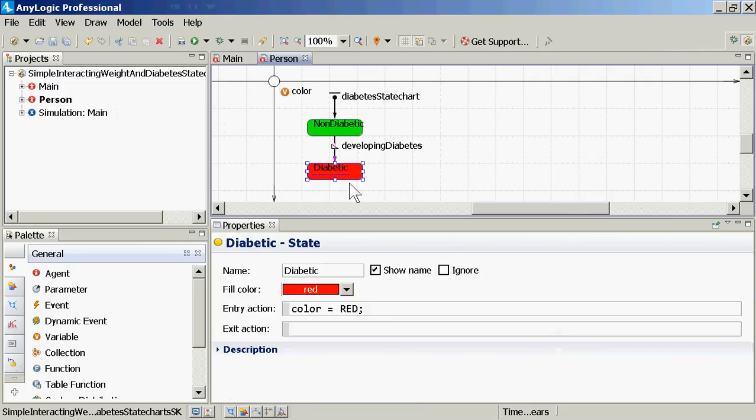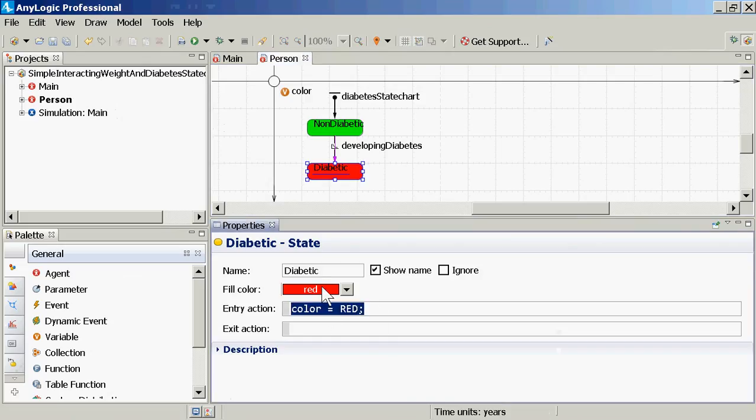So instead, we need to actually manually tell it what color to be. This is just the depiction visually on the screen, when you look at a particular person.